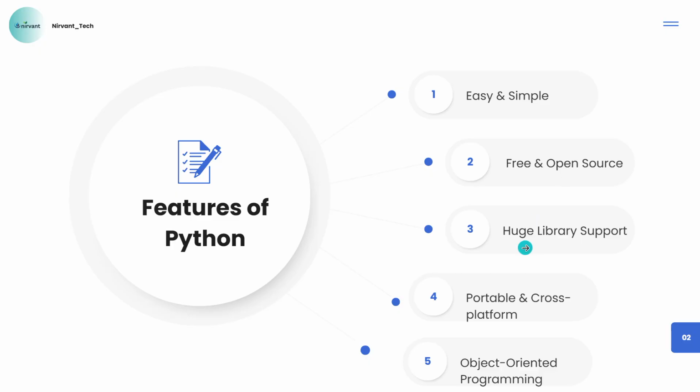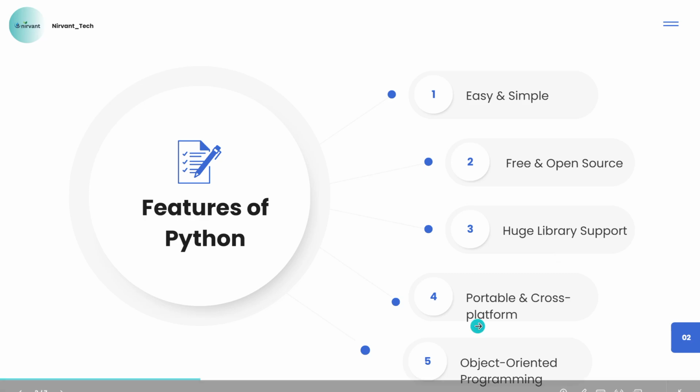Okay, huge library support. What does it mean? Python has ready-made tools like NumPy, Pandas, and Matplotlib to make our work easy. I told you before that it has a huge amount of library support, so it will be very easy to perform any operation and build any application, so we use Python as beginners.